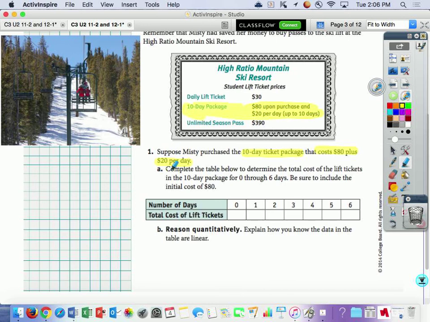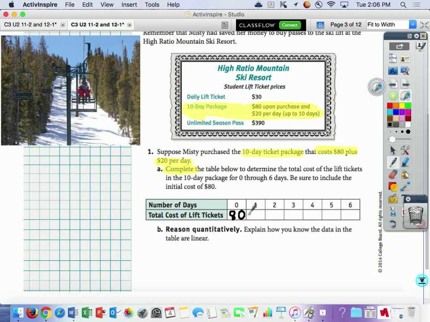Okay. It says complete the table below to determine the total cost of lift tickets in the 10-day package for 0 through 6 days. Be sure to include the initial cost of $80. So on the 0 day, before she has done anything, she has spent $80. And the reason is that she bought this 10-day package. Before you even spend a day, it costs $80. Then it's $20 per day.